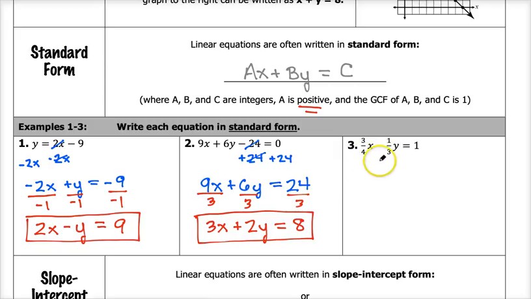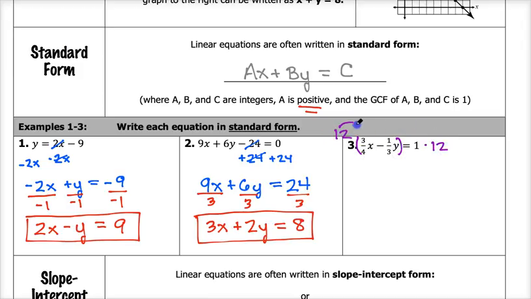Number 3, 3/4 x minus 1/3 y equals 1. Your A value, your x term is positive, x and y are on the same side of the equal sign, so that's all good. But we have fractions for A and B, and standard form does not have fractions, so in order to eliminate these fractions, we need to multiply by the least common denominator of our fractions. The LCD of 4 and 3, that would be 12. So I'm going to multiply the left side and the right side both by 12.